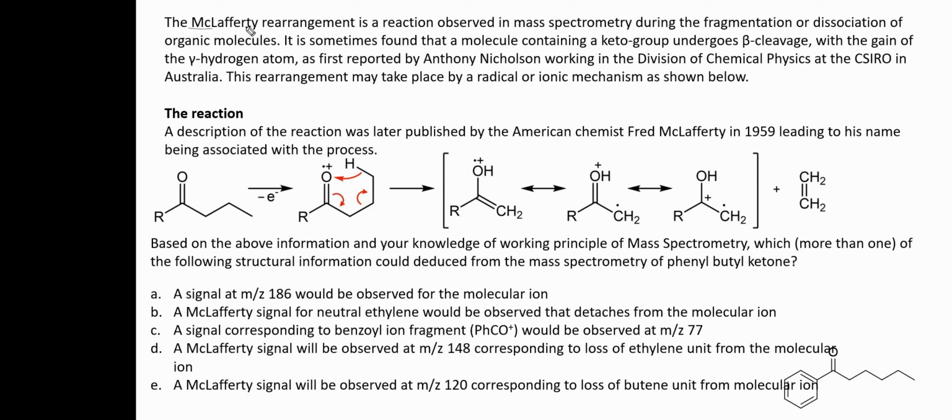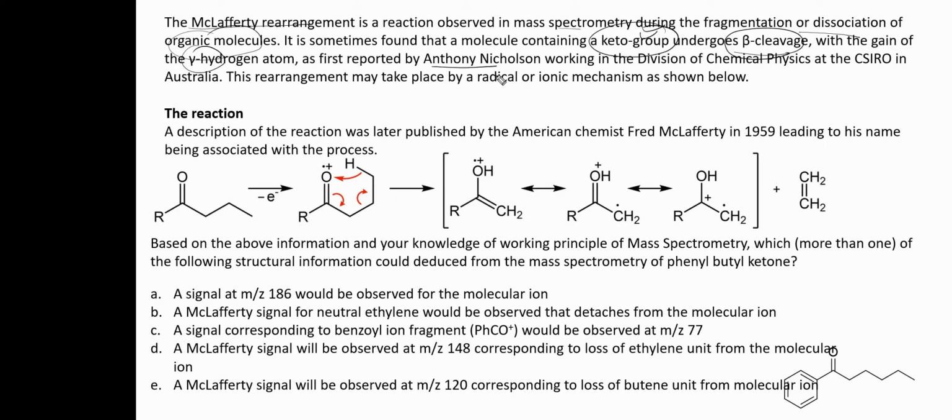Okay, so McLafferty rearrangement is a reaction that is observed in mass spectrometry during the fragmentation or dissociation of an organic molecule, okay? So dissociation meaning the molecule breaks into large fragments, okay? It is sometimes found that a molecule contains a keto group that undergoes beta cleavage. So it's mostly seen in molecules that contain a keto group, okay? All right, with the gain of a gamma hydrogen atom. So the molecule loses a big fragment and also gains hydrogen. That's what it tells you, okay?